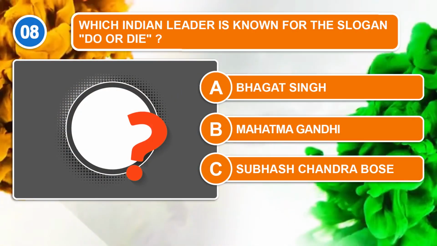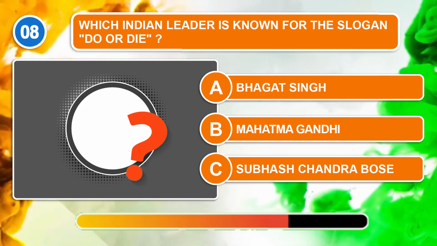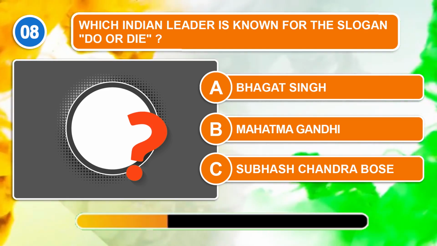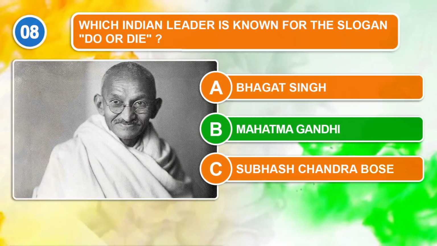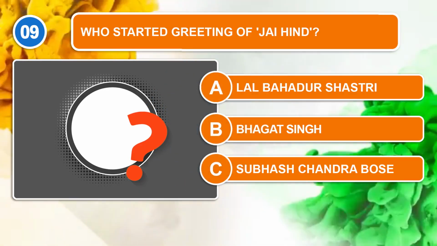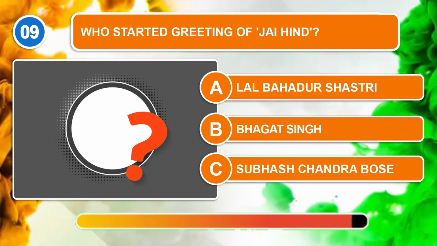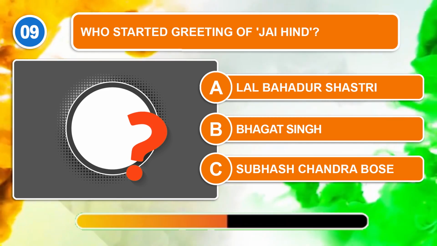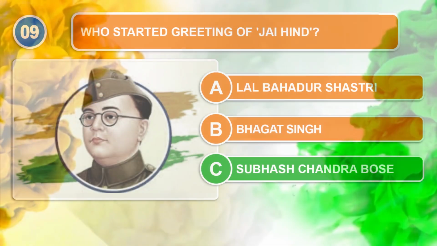Which Indian leader is known for the slogan "Do or Die"? Mahatma Gandhi. Who started the greeting of Jai Hind? Subhash Chandra Bose.